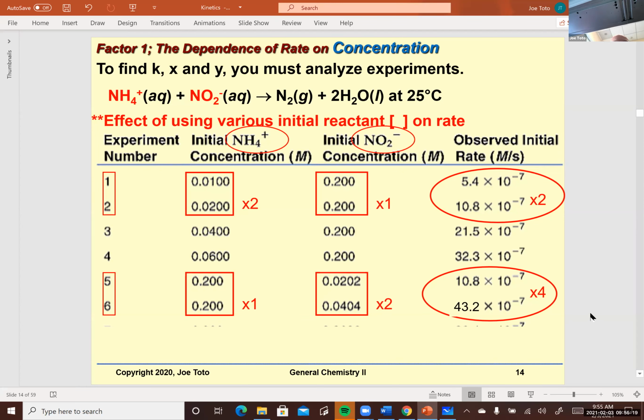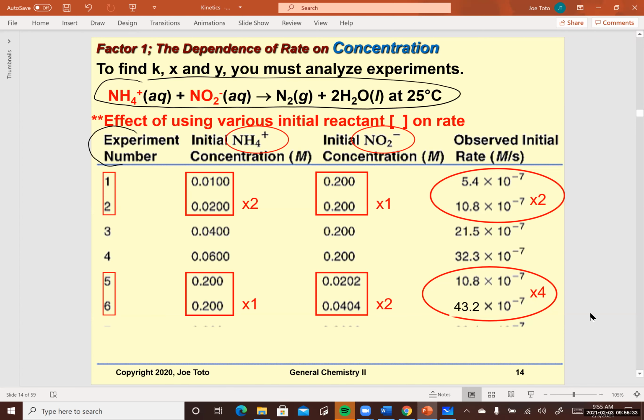All right, so now we're back to this reaction again that we were considering, the ammonium nitrite reaction. And someone has gone to the lab and they got some experimental data for us. They did 6 experiments here. 1, 2, 3, 4, 5, 6. And in each of these experiments, they use certain concentrations of ammonium and certain concentrations of nitrite. And then they calculated in some way the rate of the reaction.